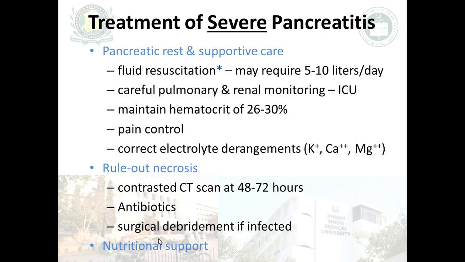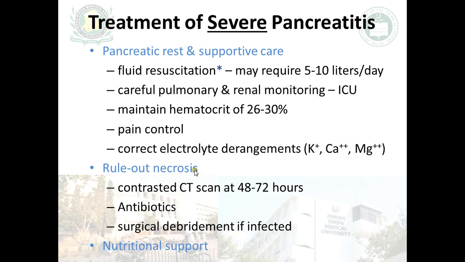In cases of severe pancreatitis, again pancreatic rest and supportive care is given, fluid resuscitation is done. Usually these patients need 5 to 10 liters per day. Careful pulmonary and renal monitoring should be done. They should be admitted in ICU. They maintain the hematocrit at 26 to 30%. Pain should be properly controlled with IV narcotics. Correct the electrolyte derangements if present, like hypokalemia, hypercalcemia. The magnesium levels should be checked and corrected.